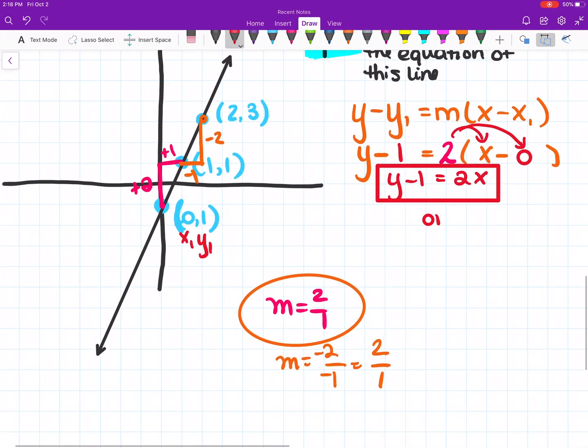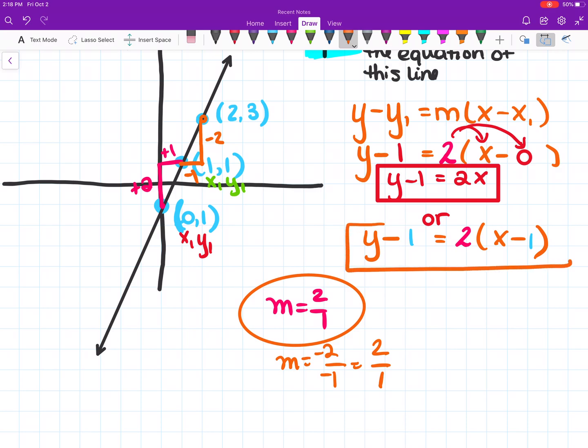Oh, what if I didn't like that point? What if I'm more of a mid kind of person? Maybe I picked x1, y1 is 1, 1. Legal. Perfectly legal. What stayed the same? The y, the subtraction, the parenthesis, the x, and the slope's the same. It's the same line. We're just looking at different points. So the slope is still 2, but this time I picked point 1, 1. Do I need to simplify anything? No, I do not. I'm in the correct form. I am done.